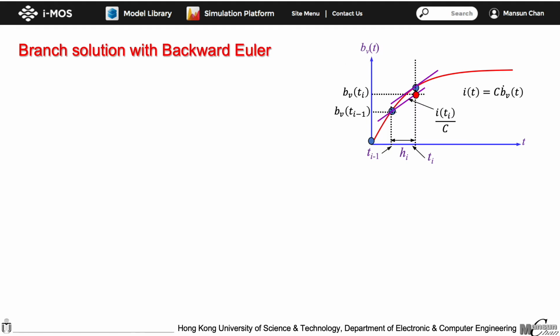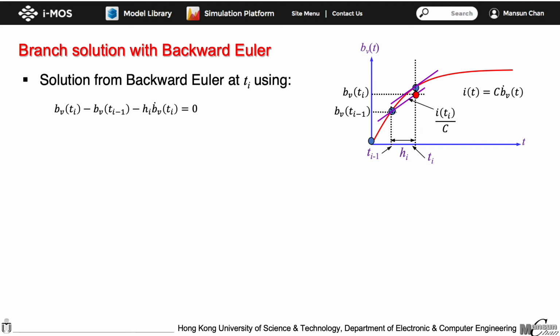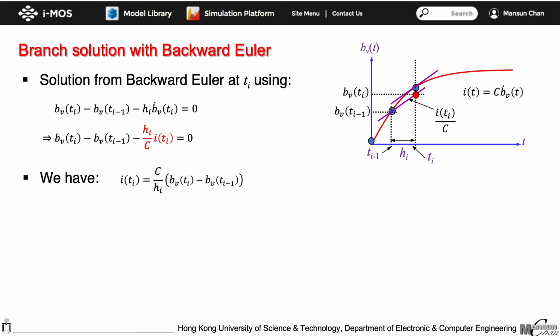We can also use the backward Euler method to find the branch current. The equation from the backward Euler at Ti is given here. We then replace the time derivative of the branch voltage with the branch current divided by the capacitance. Then we rearrange the terms, and we obtain an explicit expression of the branch current at Ti given here. It does not depend on the future value of the branch voltage, and the values of the branch voltage at Ti and Ti-1 will be subtracted by the simulator.